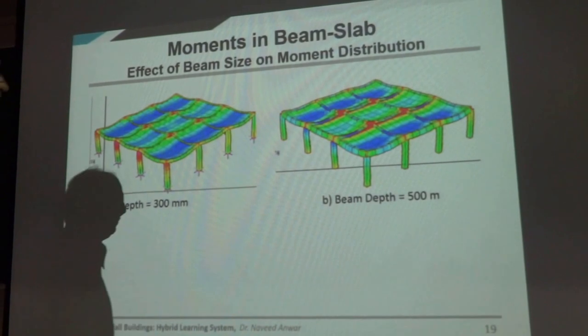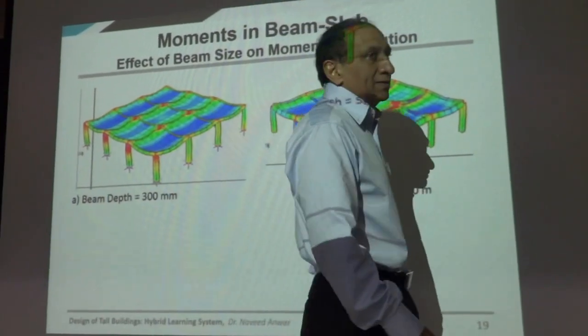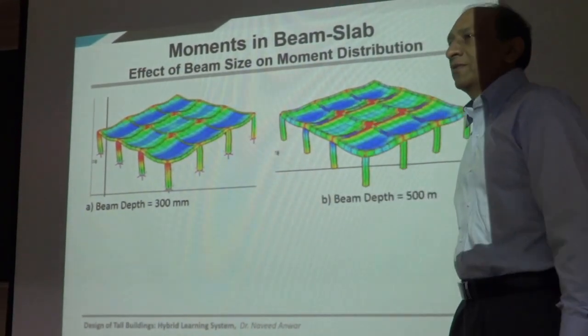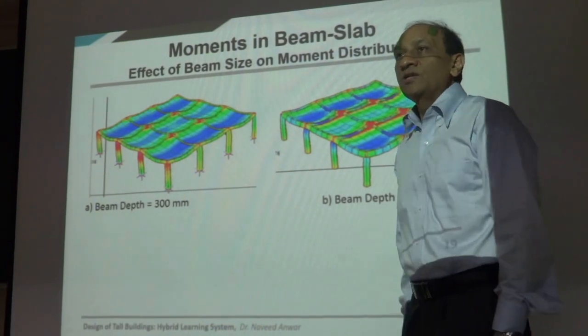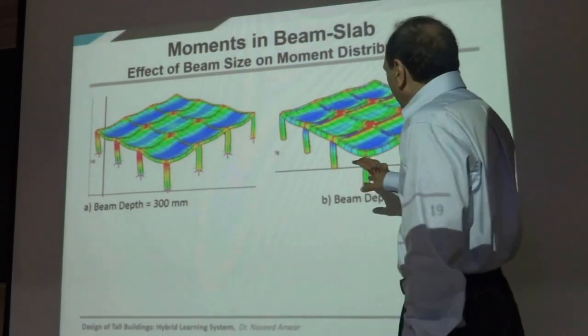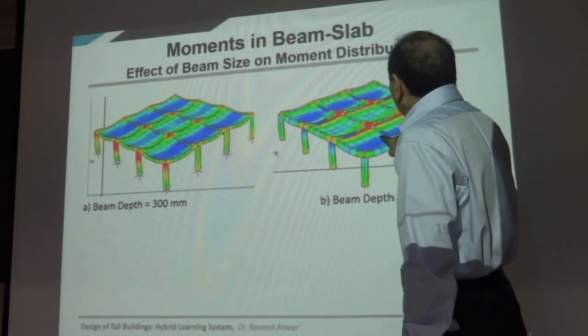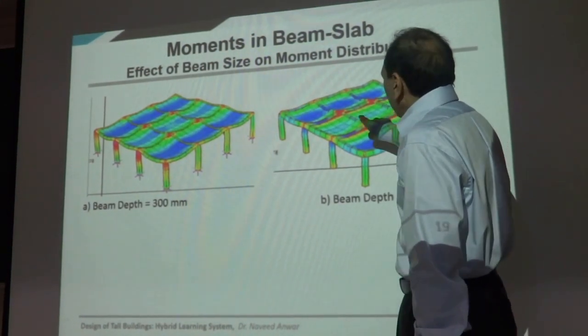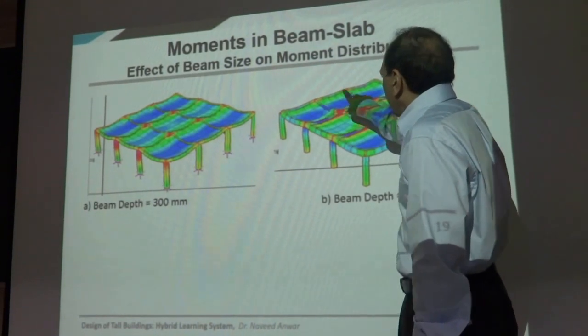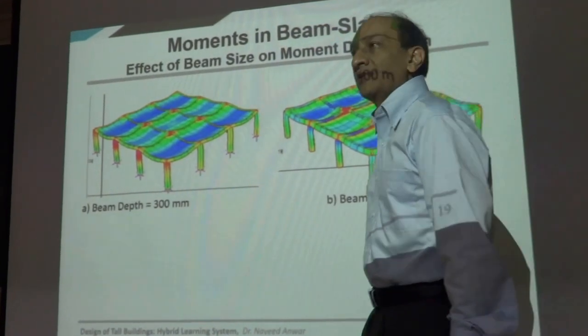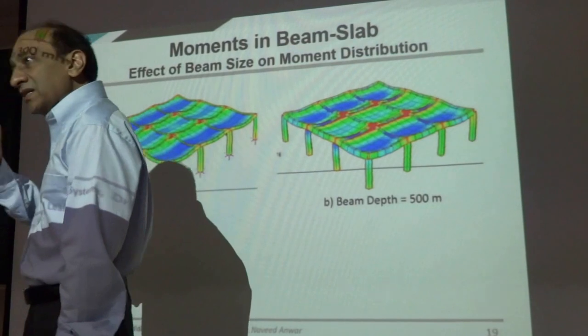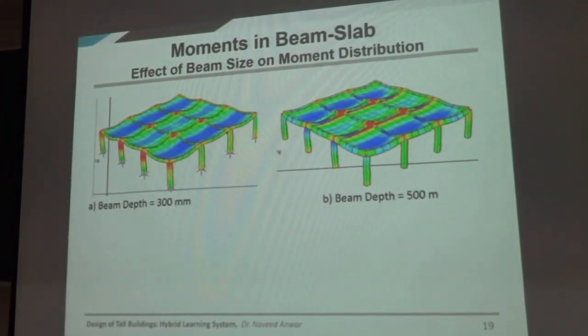Beam is 500. Actually, a 500 millimeter beam for a 5 meter span, normally people will not even allow you to make it. It's really too much, right? But even if you make it, then you can see a little bit of negative moment coming up and some differentiation coming up, but still the beams are deflecting quite a lot together with the slab. So they are still not acting as a support that you would expect them to act.